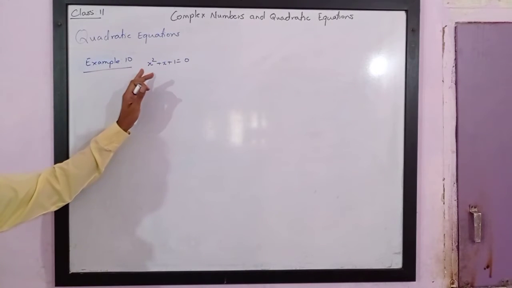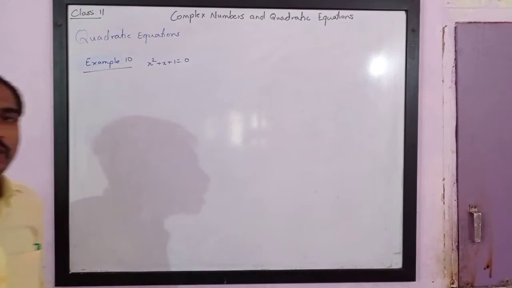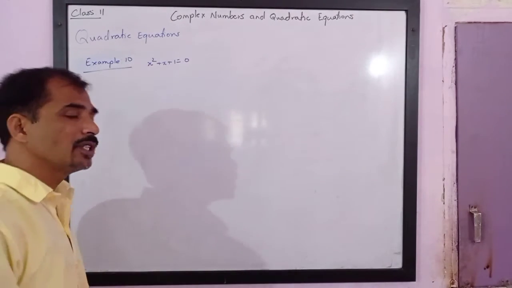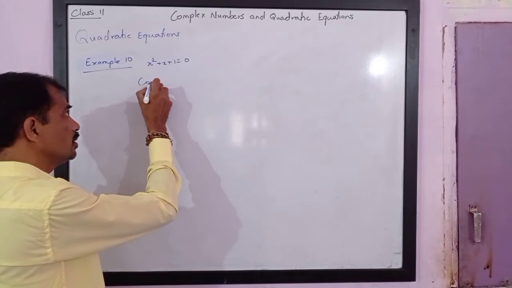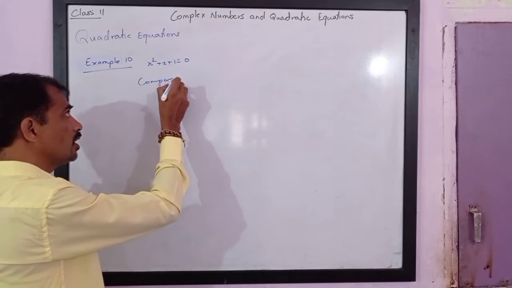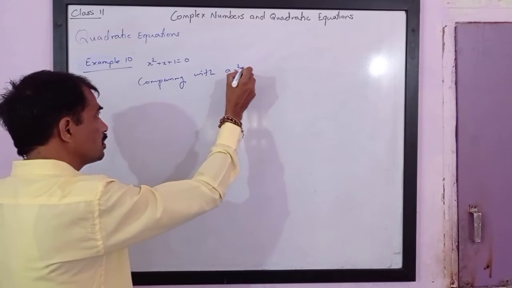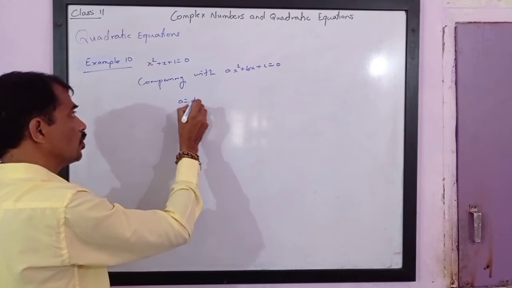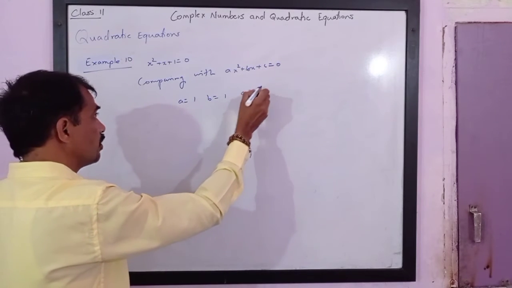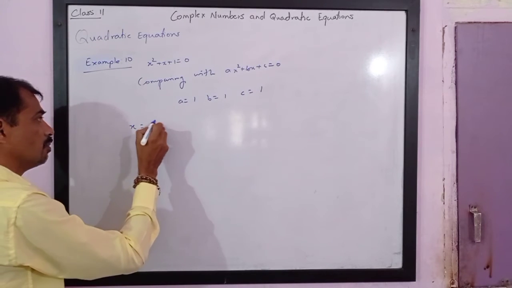Now next example number 10 is x square plus x plus 1 equal to 0. If you compare this with the standard form of quadratic equation, that is ax square plus bx plus c equal to 0, we will get a equals to 1, b equals to 1, c is equal to 1.